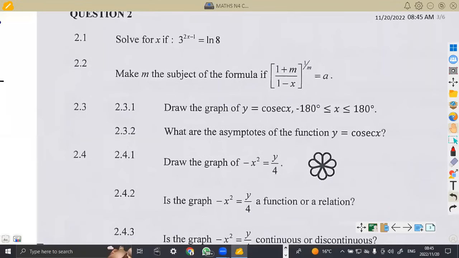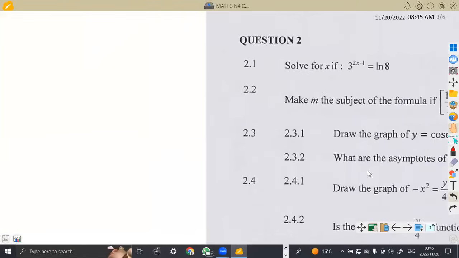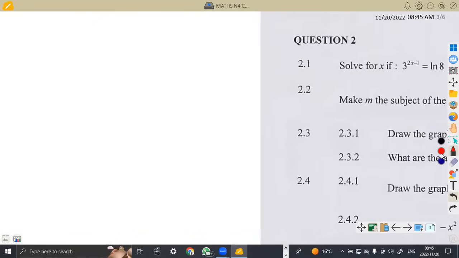Question 2, let's see what we had. Solve for x. The first equation was for us to solve for x. So this one is direct. That's 2.1. This was a direct equation. 3 to the exponent of 2x minus 1. Let me write it down. That's 2x minus 1, which is equivalent to ln 8.